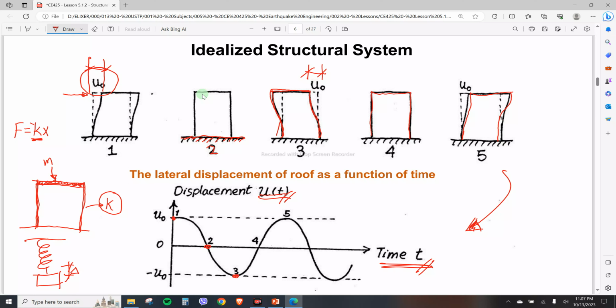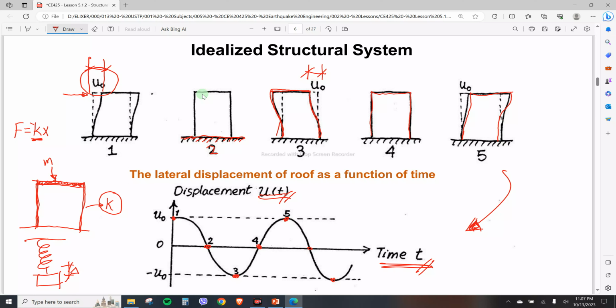Initially this is the displacement, then at time 2 it returned to its original zero displacement, and then at time 3 it displaces on the other side, and then it goes back to the initial displacement, until forever and ever. Amen. So that is what happens. It goes back and forth. There is an oscillation of the structure that has no end. So this is the idealized structural system.